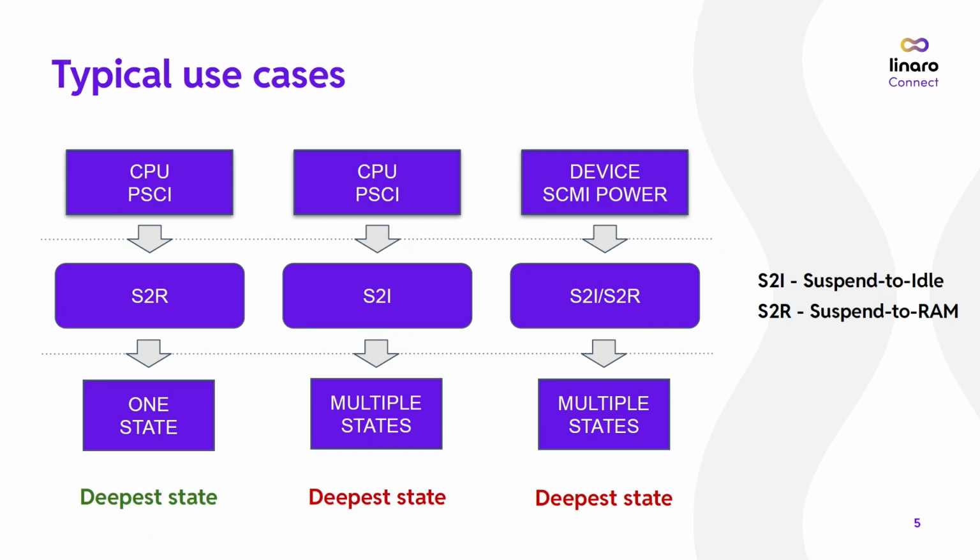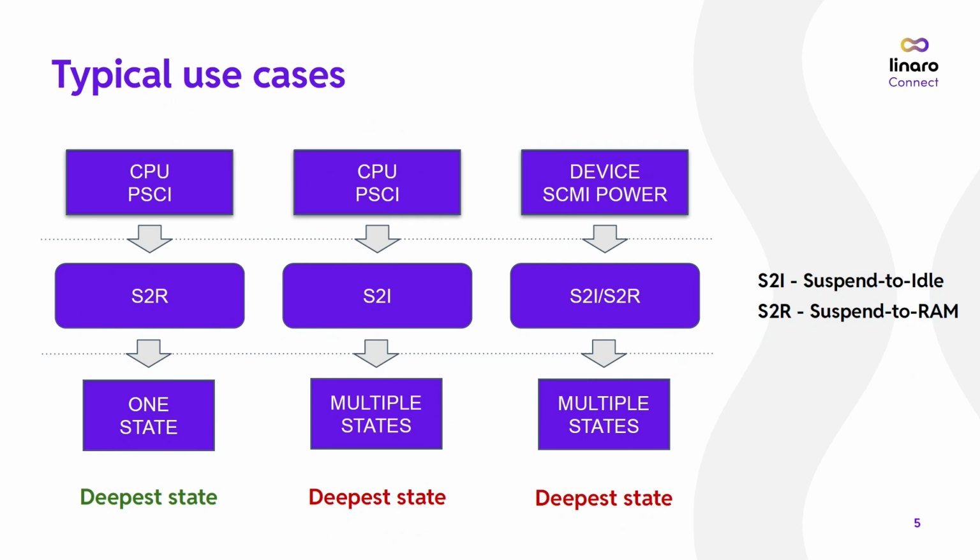So, moving into some of these use cases. These are just typical use cases that we have and how they are supported today in the kernel. What I'm trying to describe here in the left part is that we have a PSCI-based platform. PSCI is the CPU power management interface that is common for ARM products. And that platform is supporting Suspend-To-RAM, S2R. And this only supports one state. That's the way PSCI and Suspend-To-RAM is working. There's one state. So, well, it's fine, but it's one state.